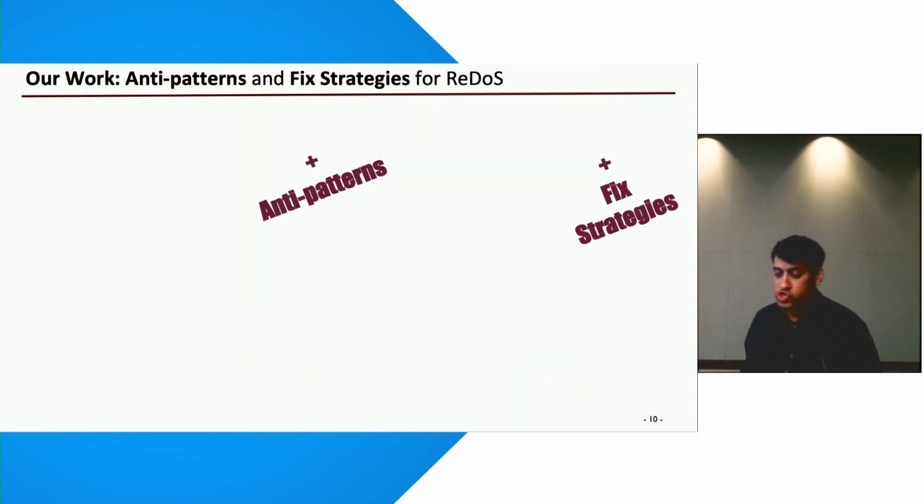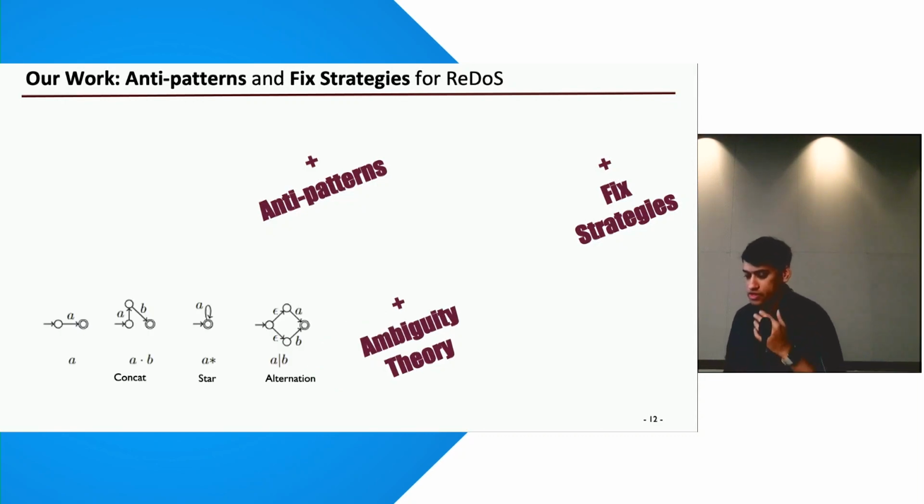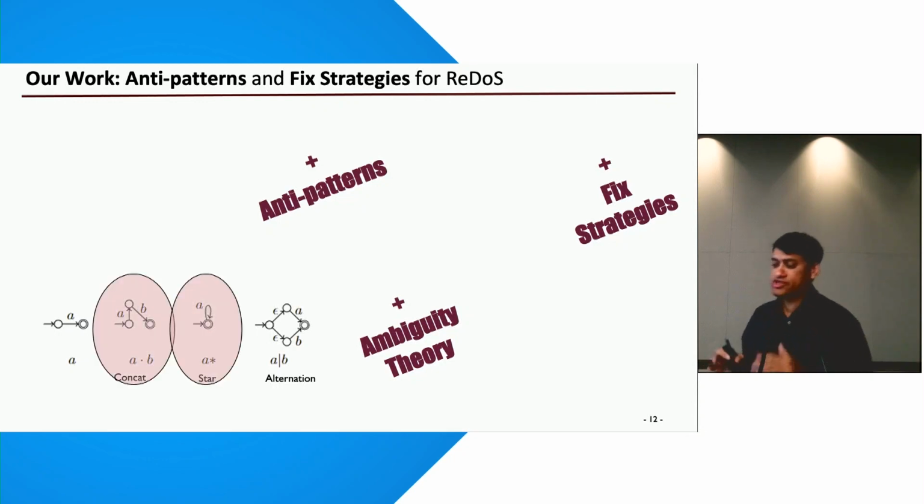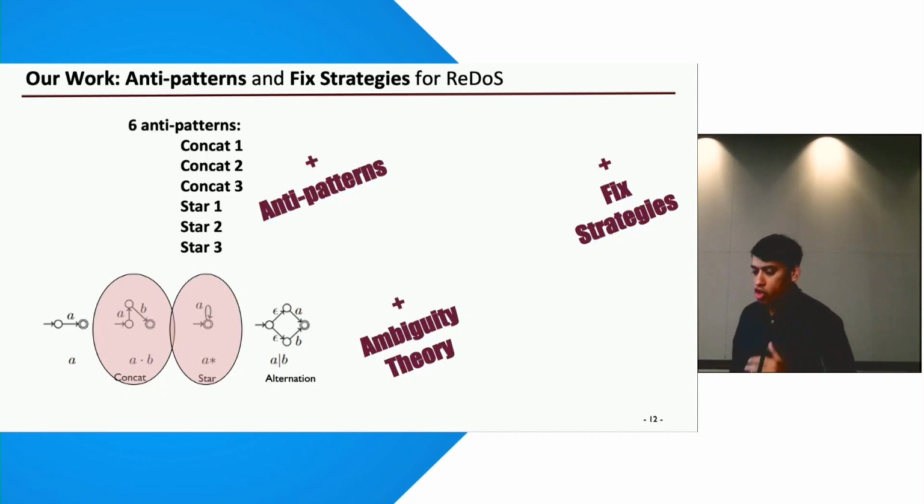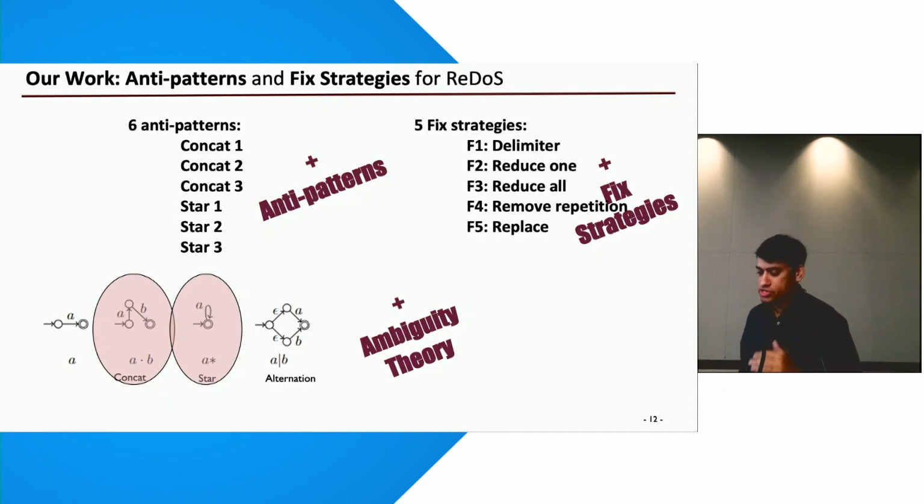To be able to produce our anti-patterns and fix strategies, we first build a novel ambiguity theory to precisely and completely model regexes that are vulnerable to ReDoS. Now, the core three operations engineers use to encode regexes are concat, star, and alternation. By building the theory, we found that only concat and star can lead to infinite ambiguity. Therefore, we designed our anti-patterns around the concat and star operations. Also, we developed 5 fix strategies. Those can be applied to any of the anti-patterns.